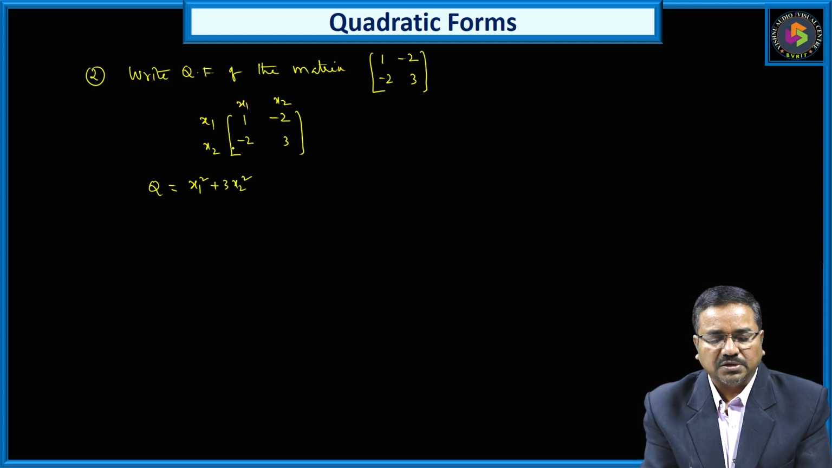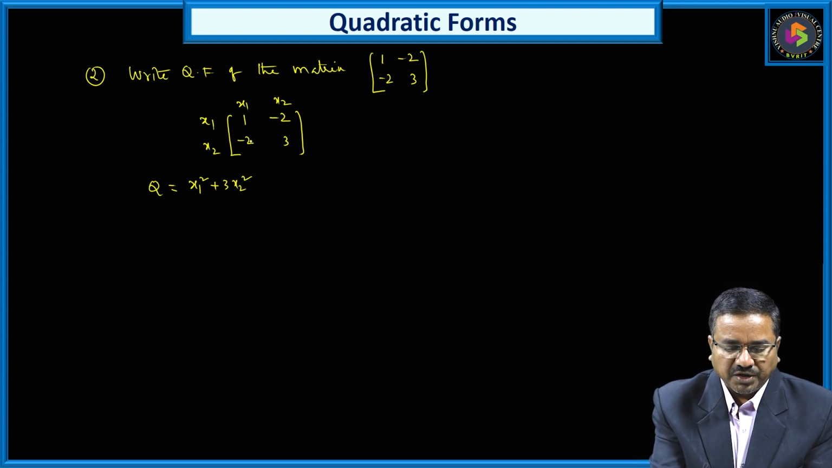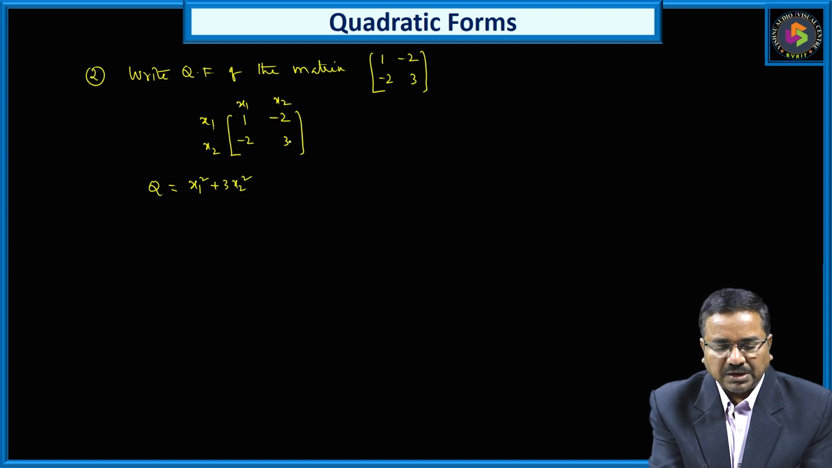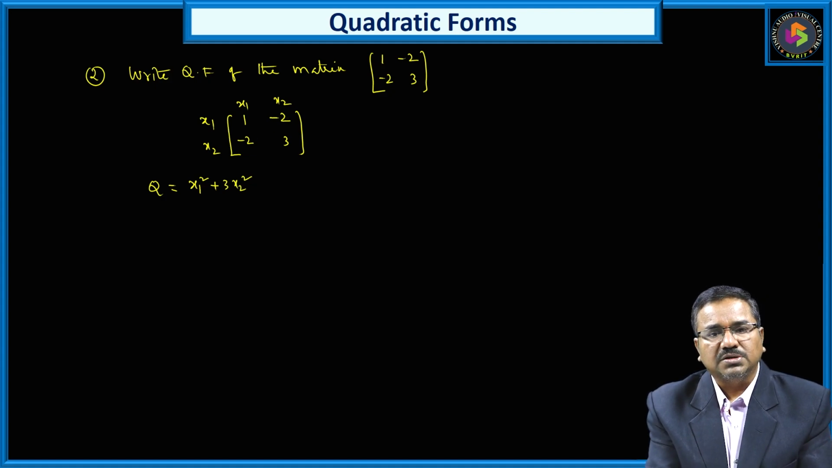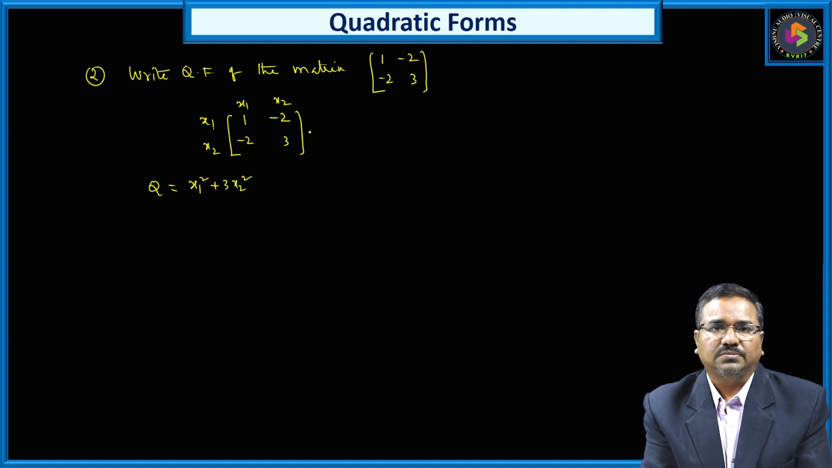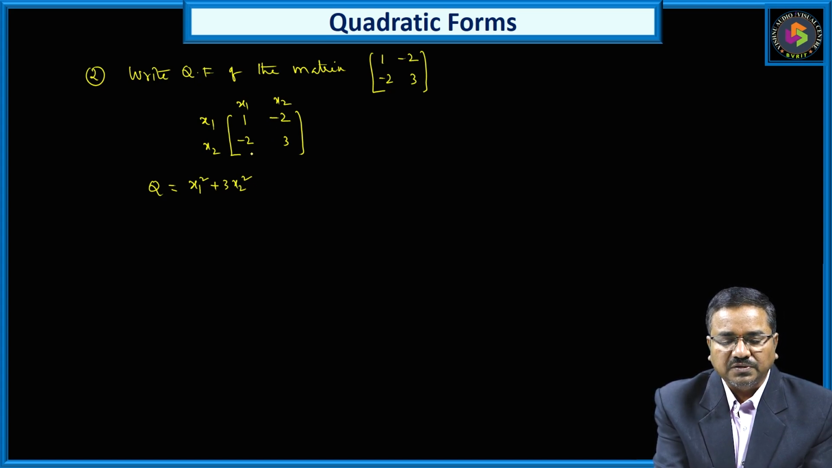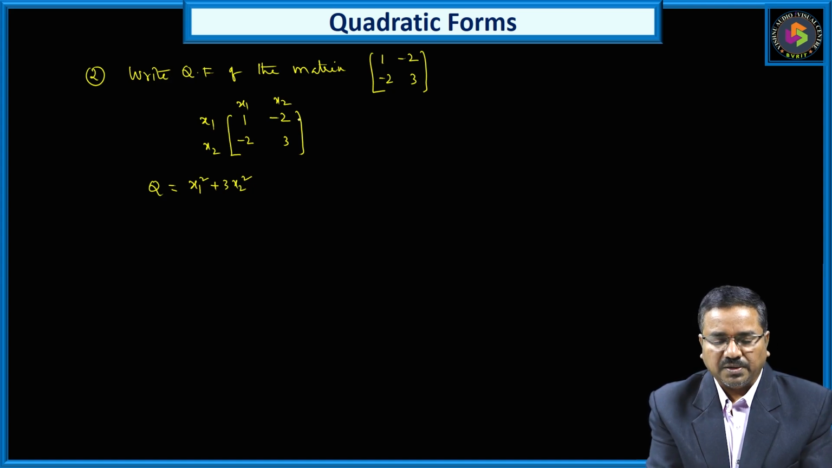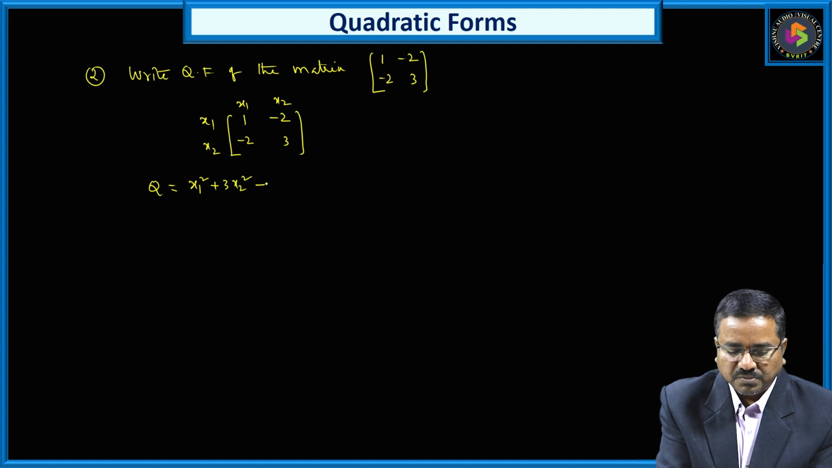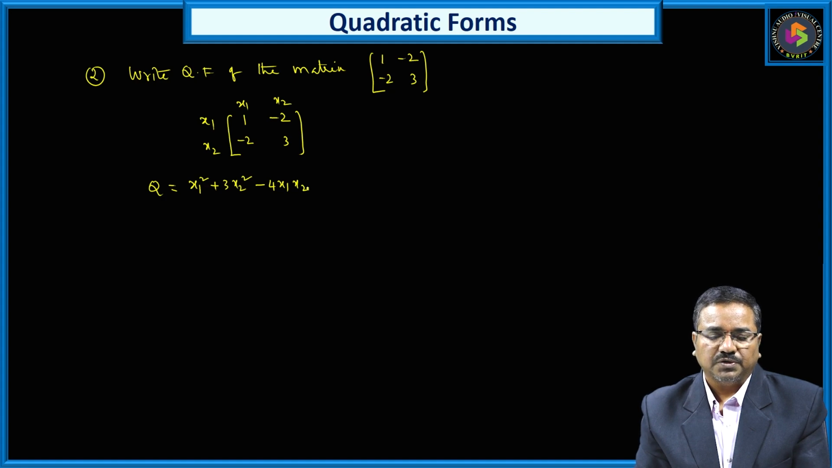The coefficients of the squares are nothing but the diagonal elements. Whatever we have in these off-diagonal elements, these are symmetric places. What is meant by symmetric places? In a symmetric matrix, x1x2 is the same as x2x1. So whatever we have there, we can add them and write it. Here x1, x2 has minus 2, and here x2, x1 is what? These are called symmetric places. So we can write it as minus 2 minus 2, which is minus 4, x1 x2.